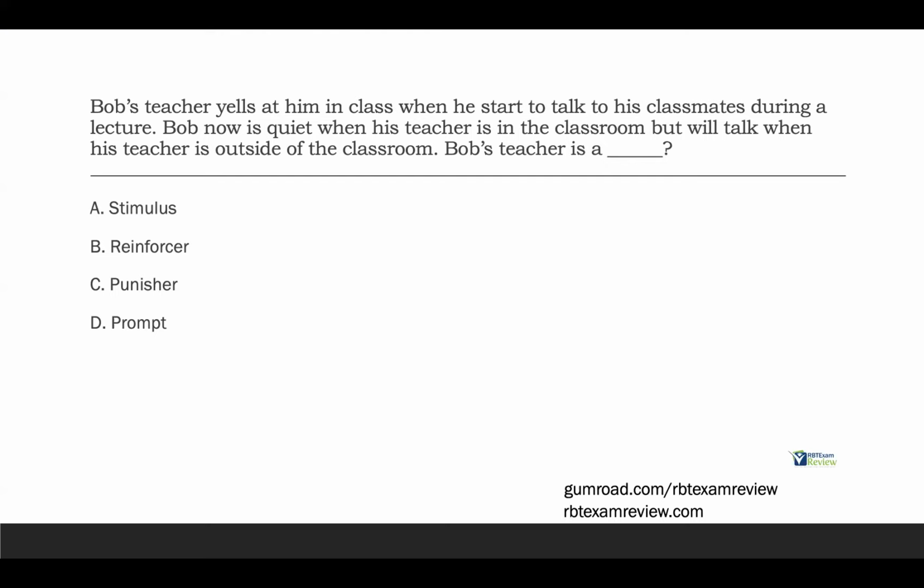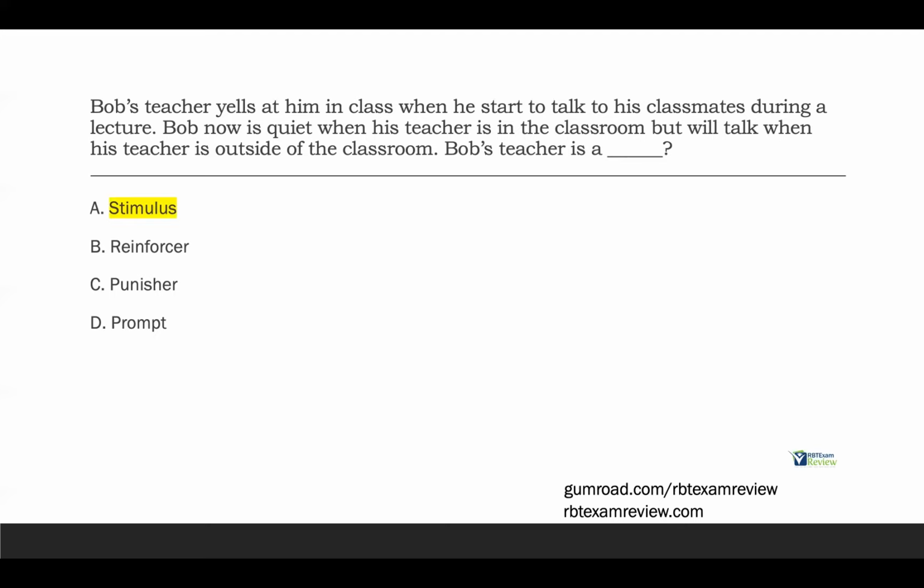For those who don't, okay, think carefully about what the question is asking. The question is asking about Bob's teacher, okay? Now, Bob's teacher is doing what? Bob's teacher is yelling at Bob, and now Bob is quiet. So the yelling functions as what? A punisher, because the yelling decreases Bob's behavior. Bob's teacher is what? Bob's teacher is a stimulus, okay?